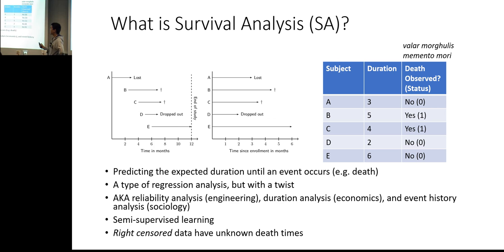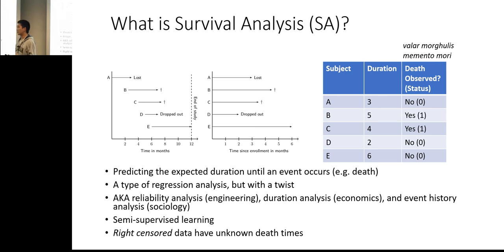Now, no does not necessarily mean they live, because, of course, realistically, everybody has to die eventually. You can make a memento mori or a valar morghulis joke about that. It just means their death was not observed during the time of the trial. They likely died after the trial or well after the trial. Everybody dies eventually. Yes means their death was observed during the experiment. And one of the goals of survival analysis is to predict the duration until an event occurs, such as death.